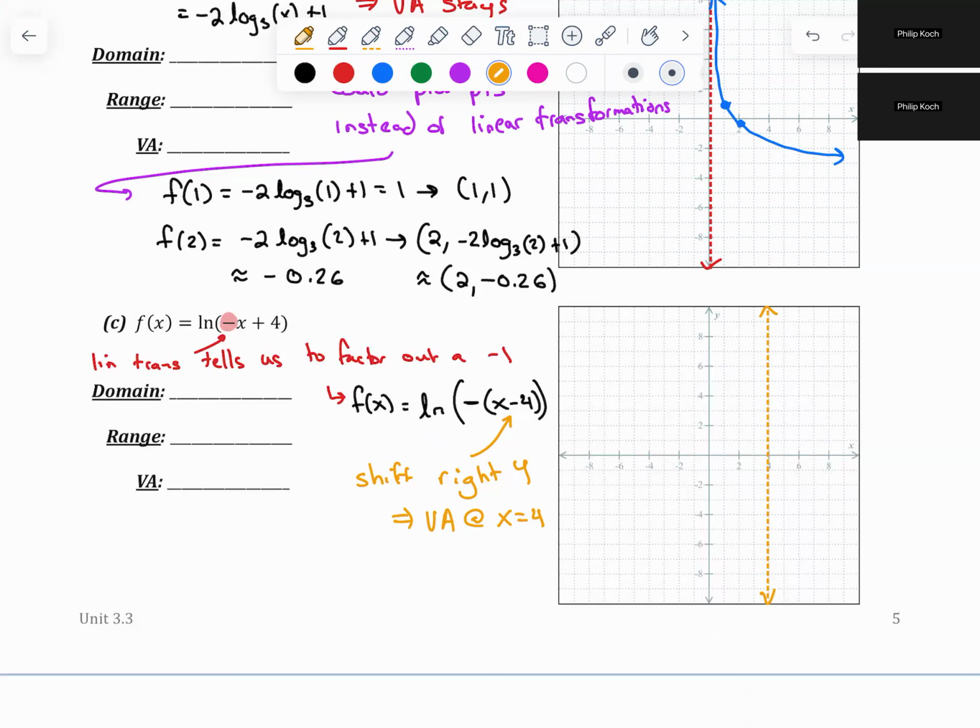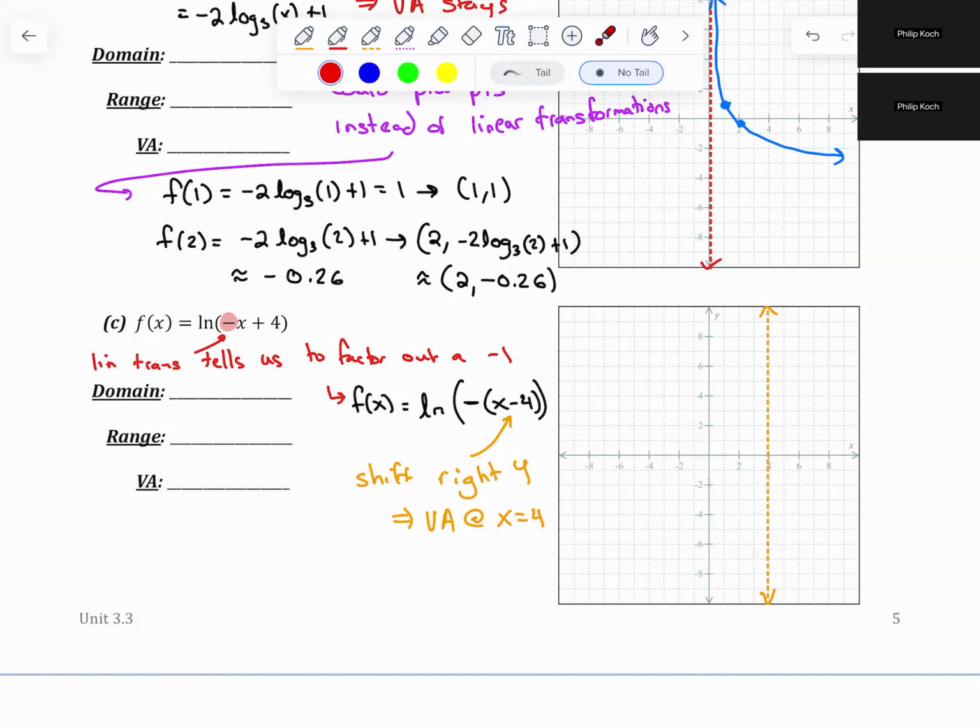Go ahead, JT. When you factor out the negative, does that mean it's a reflection? Yes, it is. It is a reflection across the y-axis based on 1.6's knowledge. And so instead of going over here, it should be over here because it's going to be a reflection.